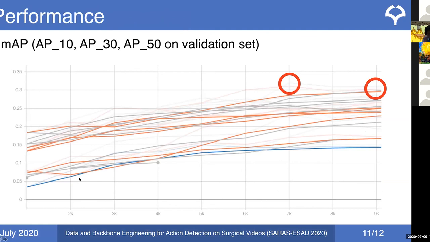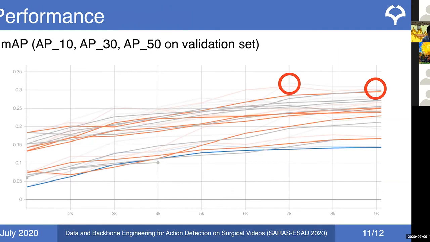And here is all the performance in our experiments. And we are submitting these two results in the last two runs. This one was obtained with the ResNet. And a weird thing is this one got the best performance on the validation set, but it got a very poor performance on the test set.